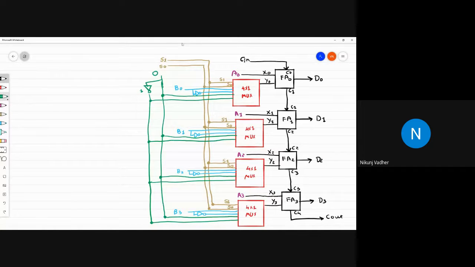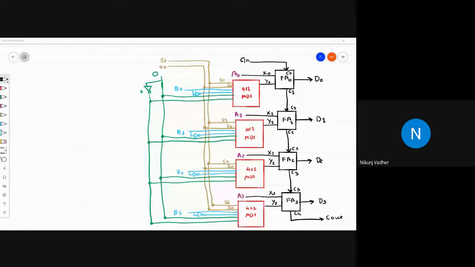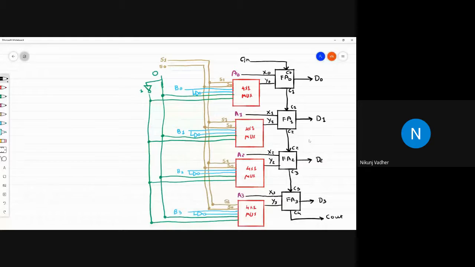And let's quickly give numbers over here. This is 0, 1, 2, 3. 0, 1, 2, 3. 0, 1, 2, 3. 0, 1, 2, 3. Okay.